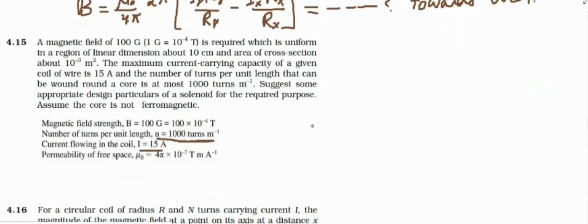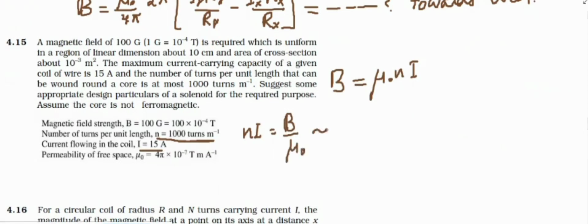Okay, solenoid, we have the formula for solenoid: B is equal to mu naught N i. Now find the value of N i. N i is equal to B upon mu naught. Substitute the values of B and mu naught, you will get the answer approximately 8000.